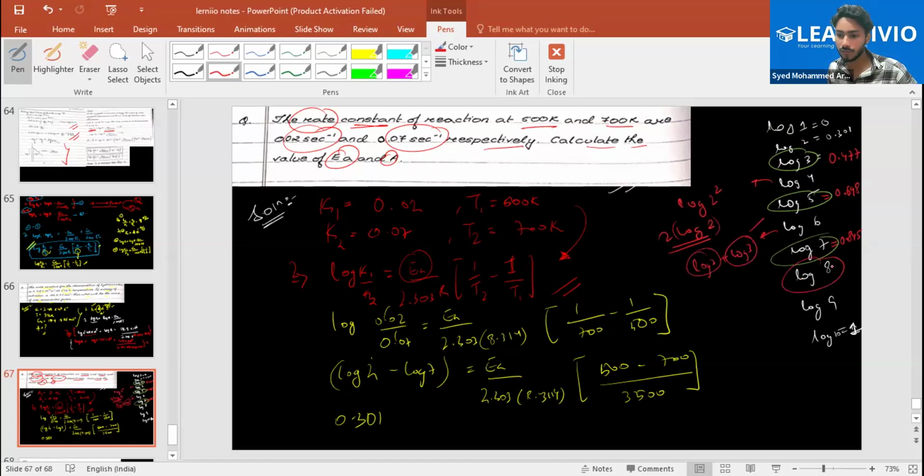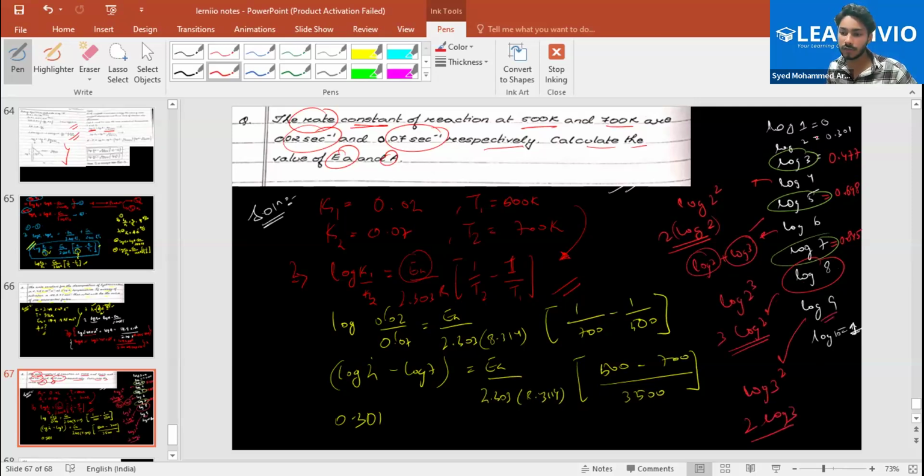So again, log 8. Log 8 would be log 2 to the power of 3. So 3 is multiplied with the value of log 2, and you'll get the value of log 8. Now log 9 would be log 3 to the power of 2. So 2 is going to be multiplied with log 3, and you'll get the value of log 9.